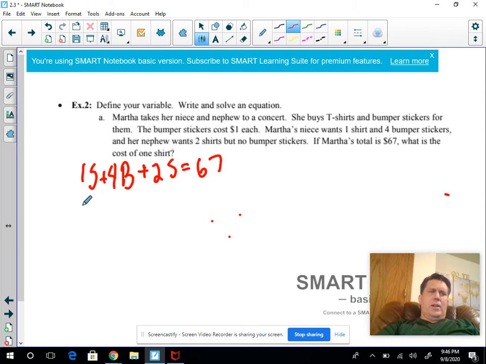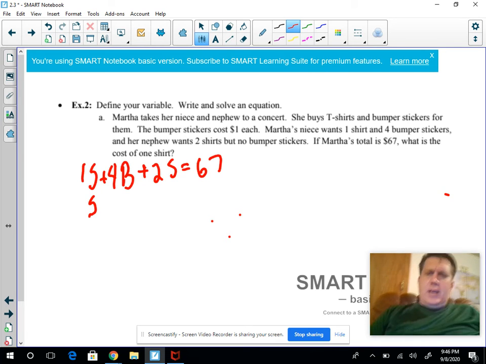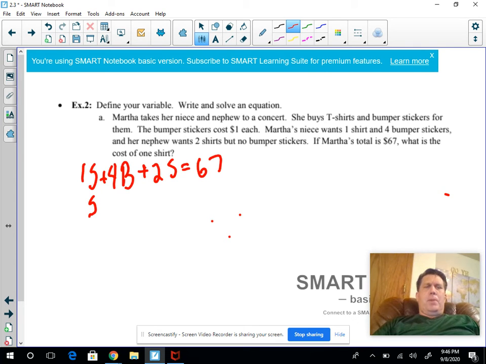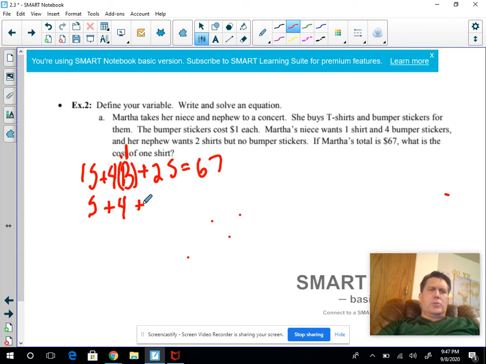Okay, so first of all, I'm going to take this 1s, I'm going to write as s. Now I'm just working this equation through to write it. A bumper sticker is $1, so I'm going to replace in here this b with a 1. 4 times 1 would just be $4 total. We don't need that letter B. And then over here we have 2 shirts, and all that equals $67.